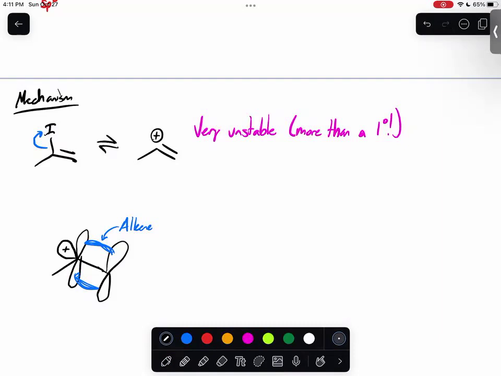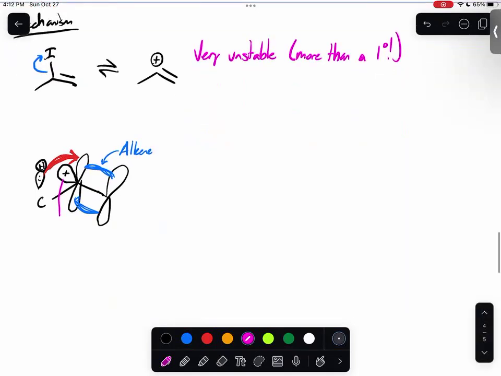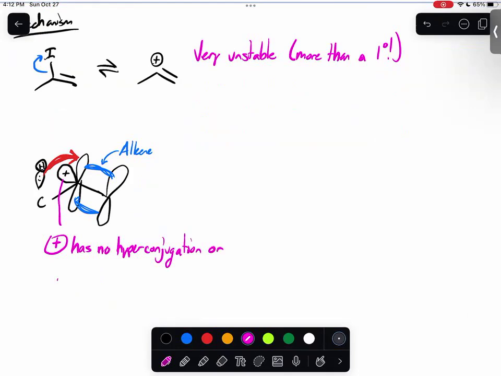Because remember, if we think about hyperconjugation, it would be this carbon with this hydrogen right here that's donating towards something. What is it donating towards? Well, it's actually donating towards our alkene. So essentially what we're saying is that in this case, the positive charge has no hyperconjugation or resonance to stabilize. And the reason that's worse than something like a primary carbocation is that at least the primary has one CH bond that can do the hyperconjugation.